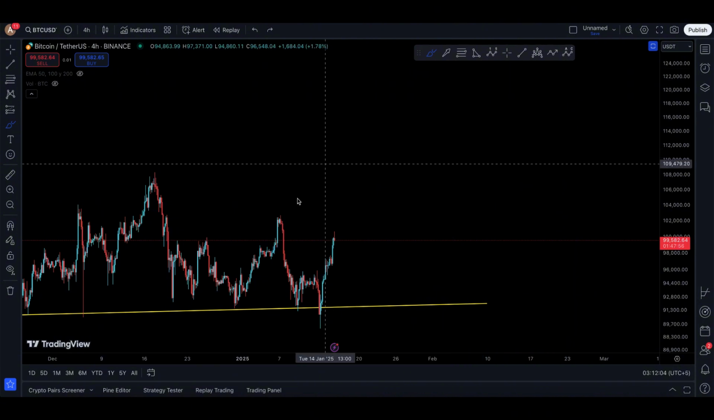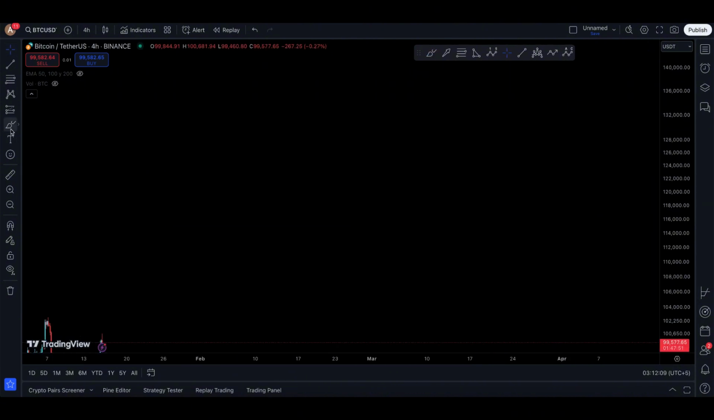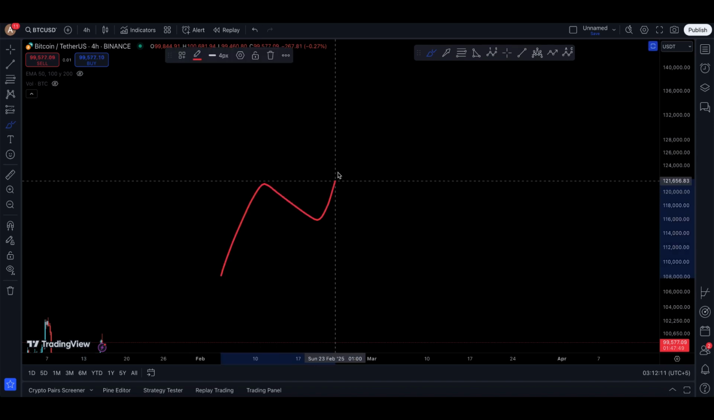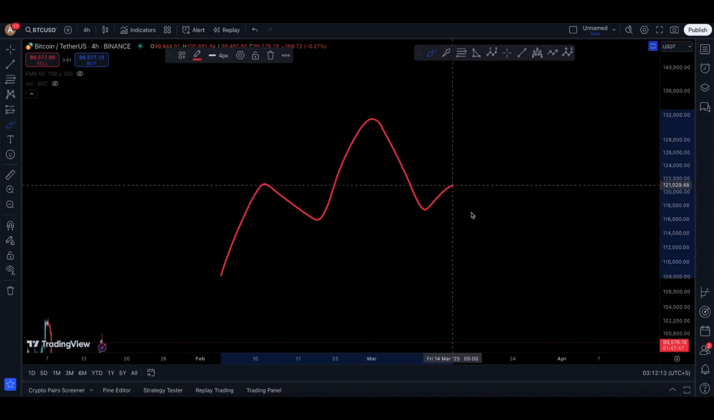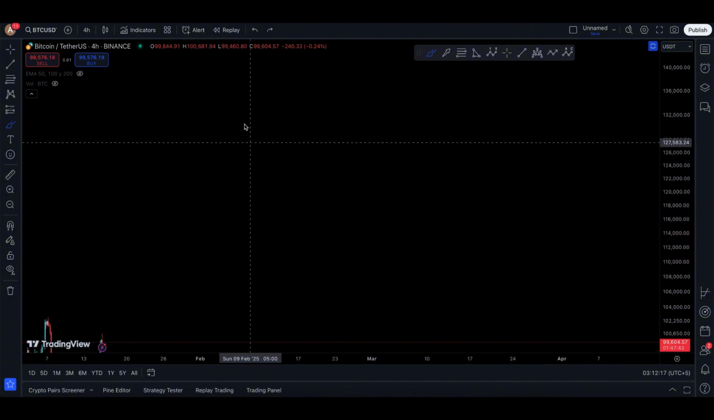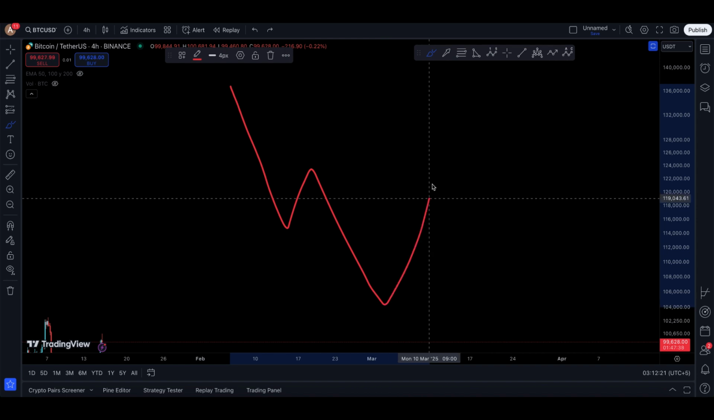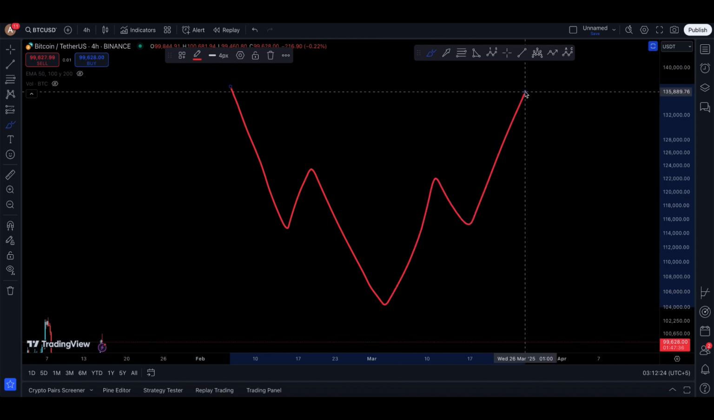With that being said, when you are in a distribution, now what is a distribution? A head and shoulders can be a distribution. You have the left shoulder, you have the head, you have the right shoulder. All of this is a distribution, and in accumulation you have the inverse head and shoulders, where this is your left shoulder, the right shoulder, and then the head, and the price reverses to the upside.